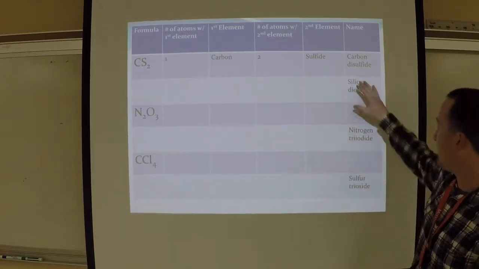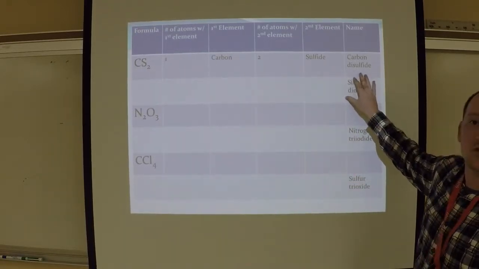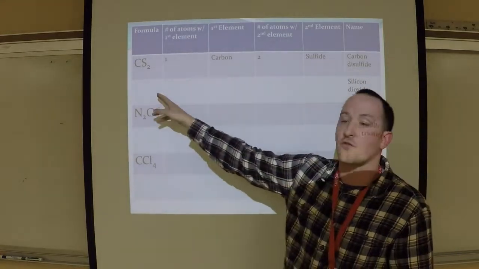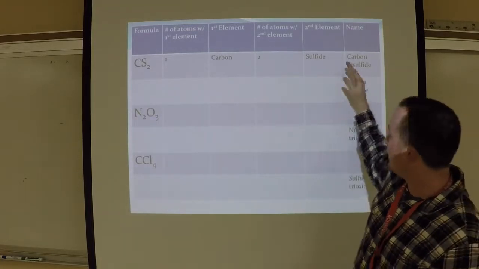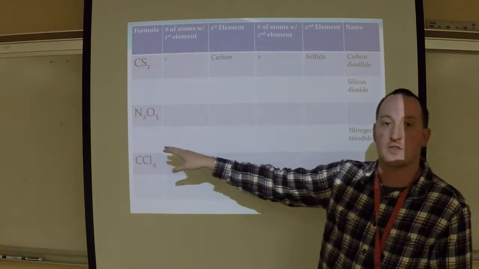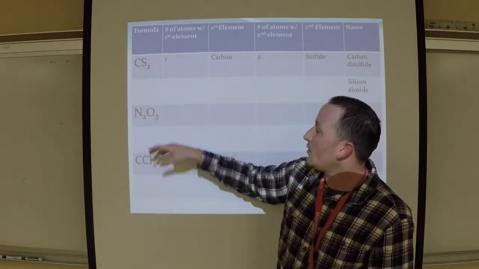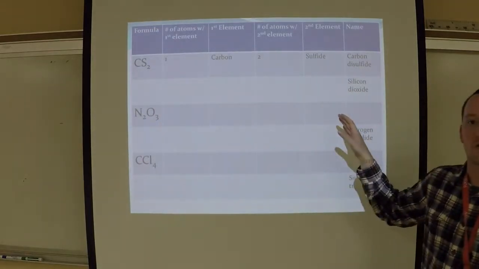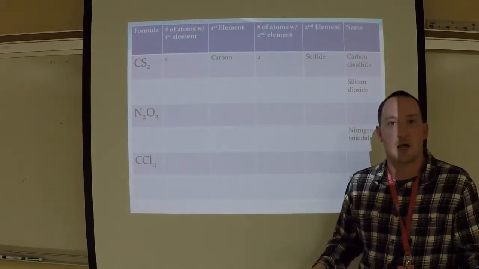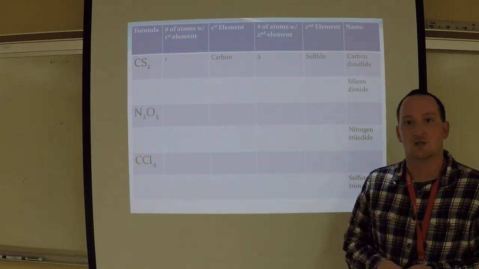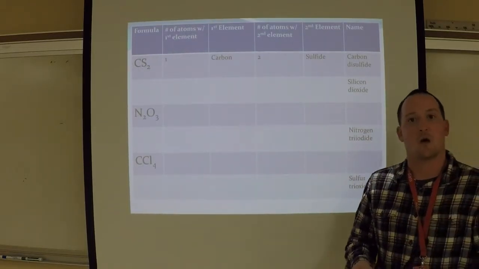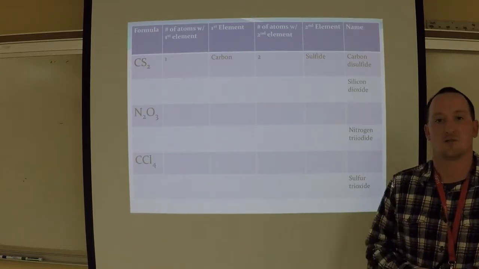Okay, after learning those rules, you can rewind if you have to. What I want you to do in these rows is, on this side, I've given you the name, and I want you to write the formula. On these two over here, I've given you the formula, and I want you to write the name. So pause the video right now, take a minute or two, try to write the formulas and names for these compounds, and then you can unpause the video and give these a try.